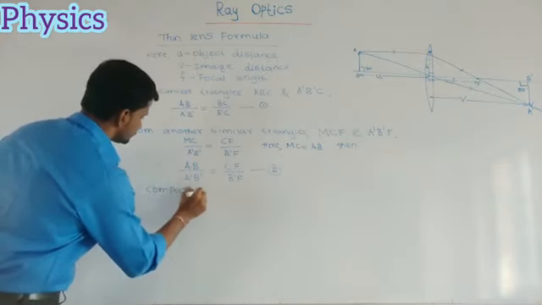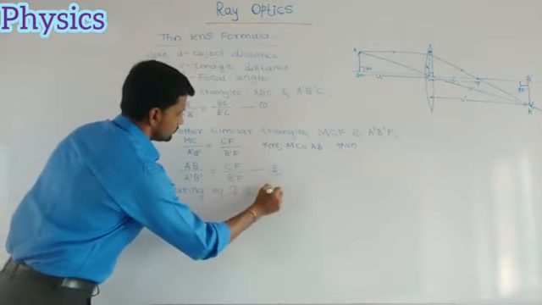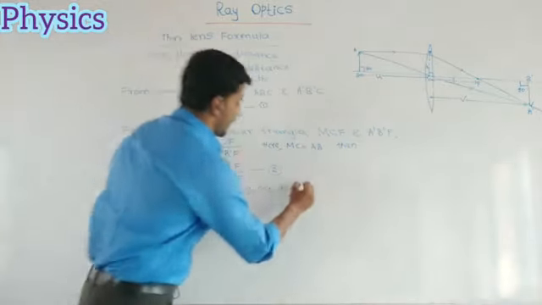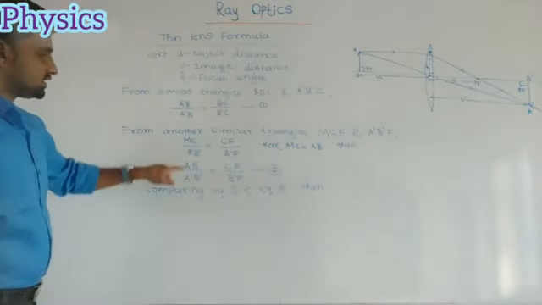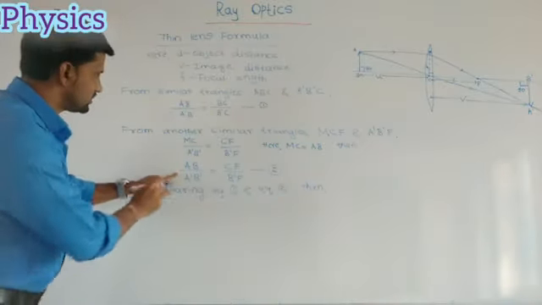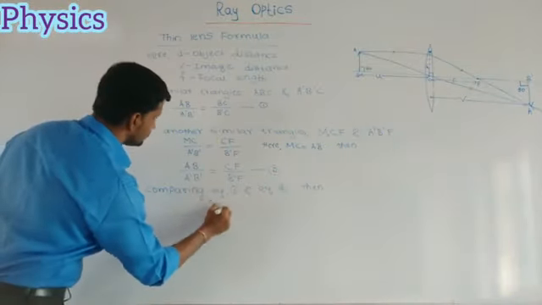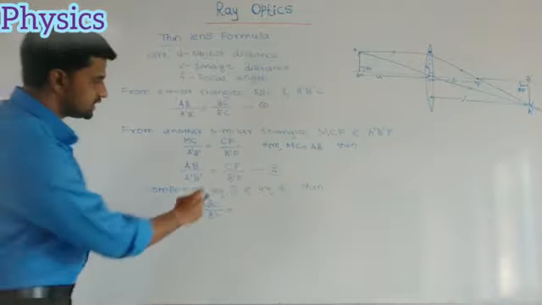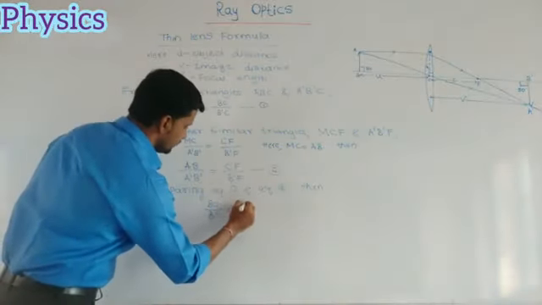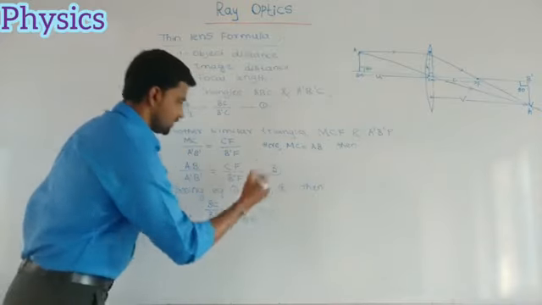Comparing equation 1 and equation 2, the left hand sides are the same. In the right hand side, we have BC divided by B dash C, and in the second equation the right hand side is CF divided by B dash F.